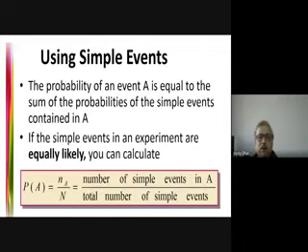Now using simple events, the probability of an event A is equal to the sum of the probabilities of the simple events contained in A. If the simple events of an experiment are equally likely, we can calculate the probability of A as the number of simple events in A divided by the total number of simple events. Say, in the case of throwing a die and getting an odd number, the odd numbers are 1, 3, 5. So there are 3, and the total number of events in die throwing is 1 to 6. So 3 by 6, which is half.